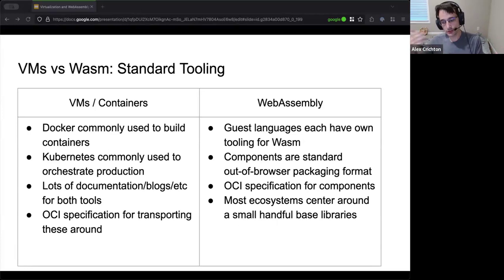WebAssembly is still coming along in terms of very introductory documentation, but the idea is that most languages will have their own version. For example, Rust will have its own documentation for how to compile it to WebAssembly. C++ would have its own documentation. Go, all these sorts of examples.